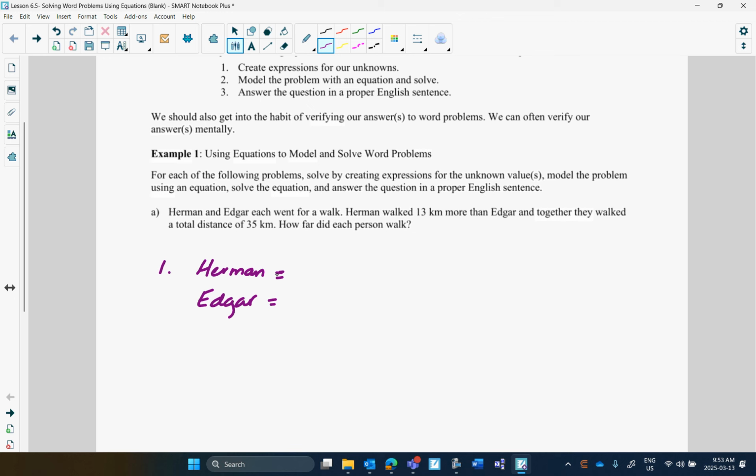When we do questions like this, one of them is always going to be called X. I'm going to call Edgar X because Herman went further. If Edgar is X and Herman went 13 more, what would be an expression for Herman? X plus 13. We've done step 1. We've made expressions for our unknowns. Now, we could have called Herman X and then Edgar X minus 13. That would have worked too.